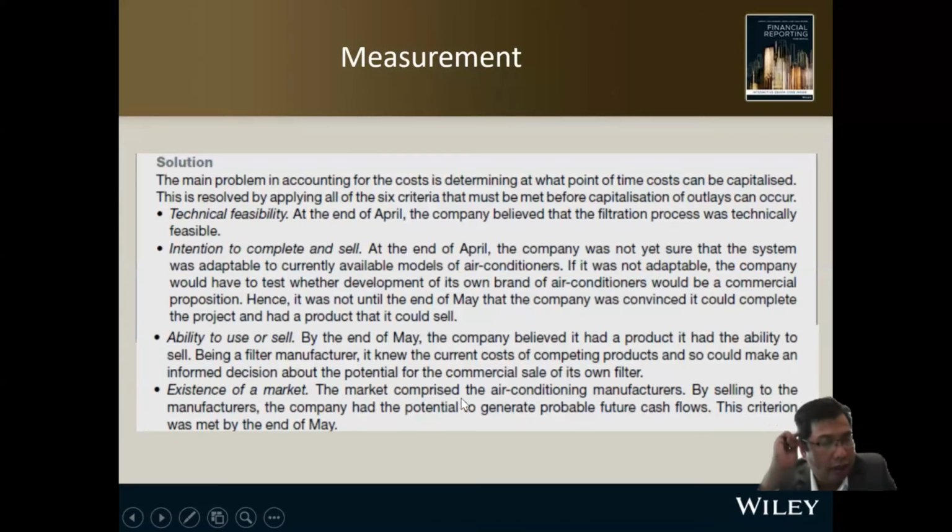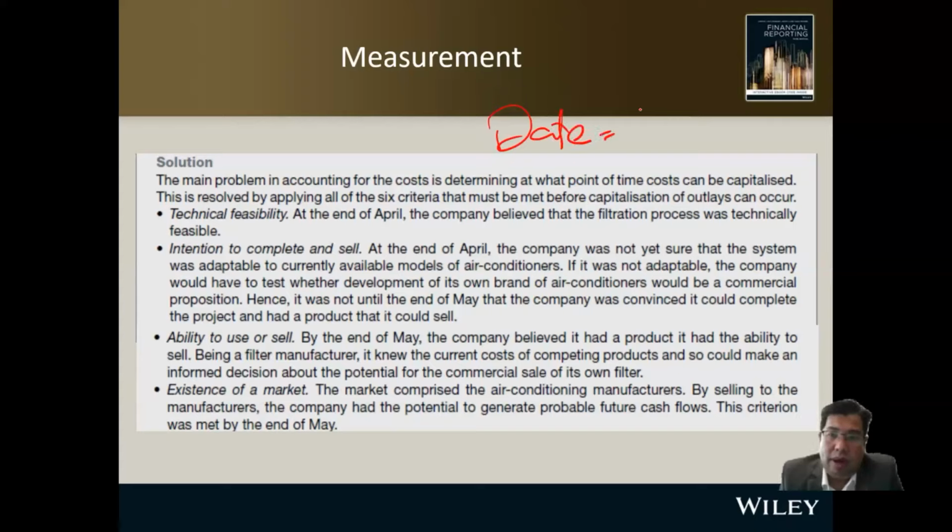So let us look at the answer here. I did provide the answer here. It's available in your textbook. The main problem in accounting for cost is to determine the point that allows you to start capitalizing the expenditure as asset. So this is the issue about date, or the issue about when you can start capitalizing it as your assets. So you have to perform the 6 tests under para 57.